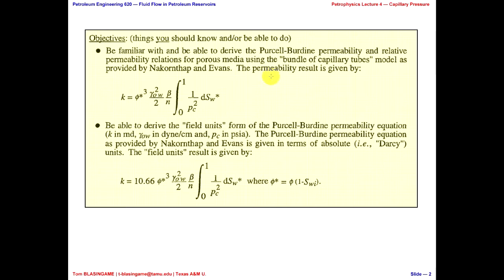In simple terms, we take the Purcell-Burdine equation, and then we take the derivation provided by Nequinthap and Evans, and here's our equation. Ken, where is Nequinthap from?